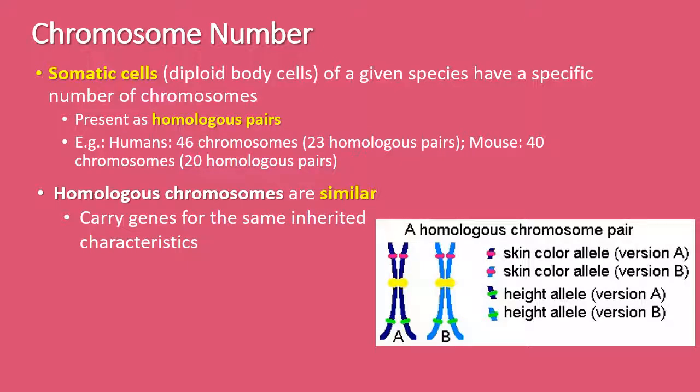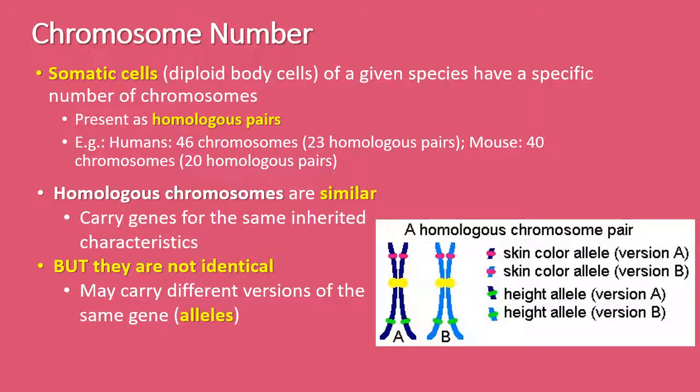So homologous chromosomes carry similar genes. One chromosome might carry the gene for hair color, and so its homolog will also have a gene for hair color, like we said before. However, they're not identical because there are different versions of the same genes present in the population, and those versions are called alleles. And we'll talk a lot more about that in Chapter 3.